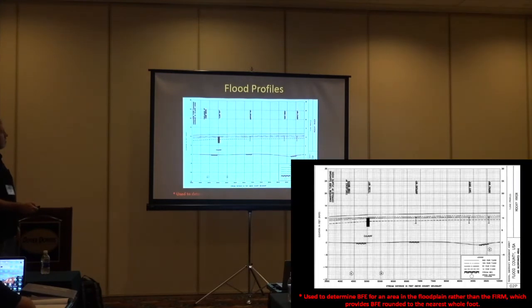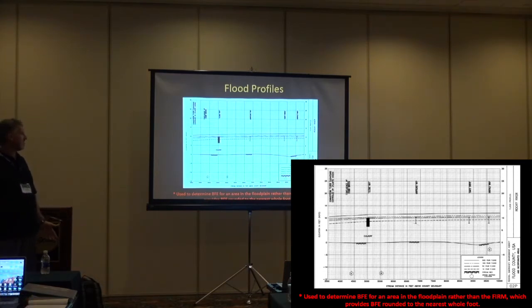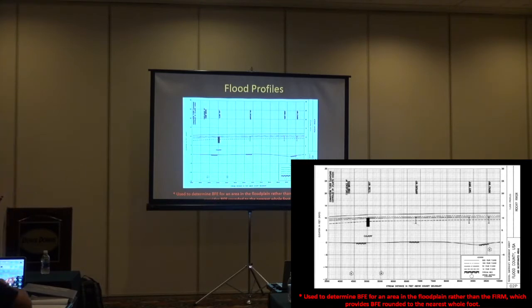So let me get you back. On flood profiles, as we talked about before, these are used to determine the BFE for an area in the floodplain rather than the FIRM. Why? Because the FIRM rounds that number and the profiles don't. So let's look, and if you happen to have one, this is the Rocky River profile. If not, we'll work through this here.